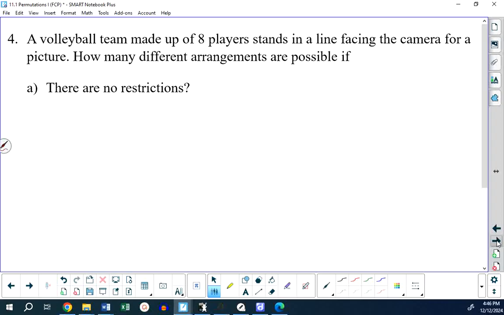Number 4, a volleyball team is made up of 8 players, and they're going to stand in a line facing the camera for a picture. How many different arrangements are possible? Well, it's 8 factorial. The reason is 1, 2, 3, 4, 5, 6, 7, 8. You have to line up these players, you look across them, and you say, I have 8 different choices for who stands first, 7 for the second, etc.